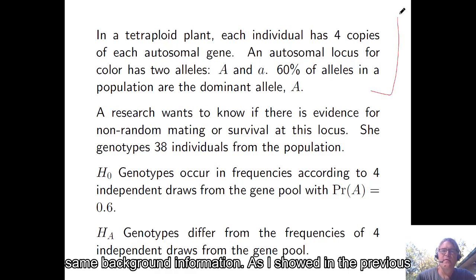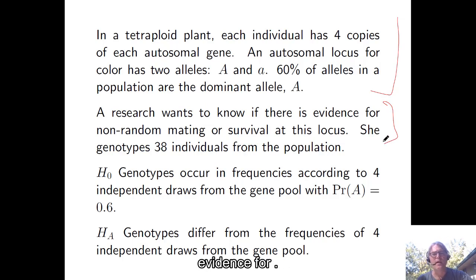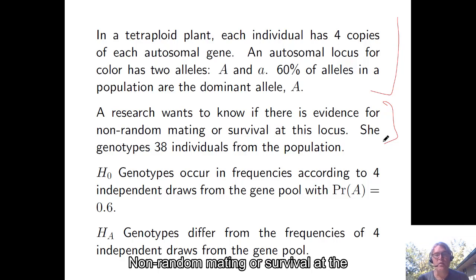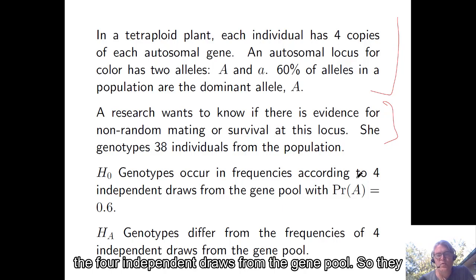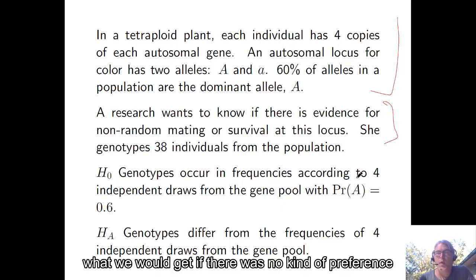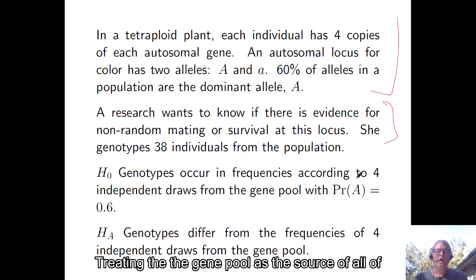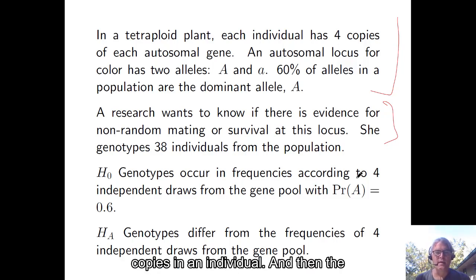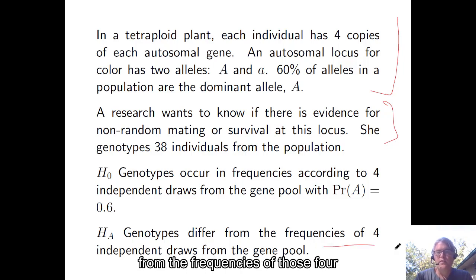So this is the same background information as I showed on the previous slide. Let's say the question's been slightly changed. A researcher wants to know if there's evidence for non-random mating or survival at the locus. So she genotypes 38 individuals in the population. The null hypothesis is the genotypes occur in frequencies according to 4 independent draws from the gene pool. So there's just 4 independent draws. That would be what we would get if there was no kind of preference for one particular genotype over another. We're just treating the gene pool as the source of all of our gene copies in an individual. And then the alternative is just that the genotypes differ from the frequencies of those 4 independent draws.